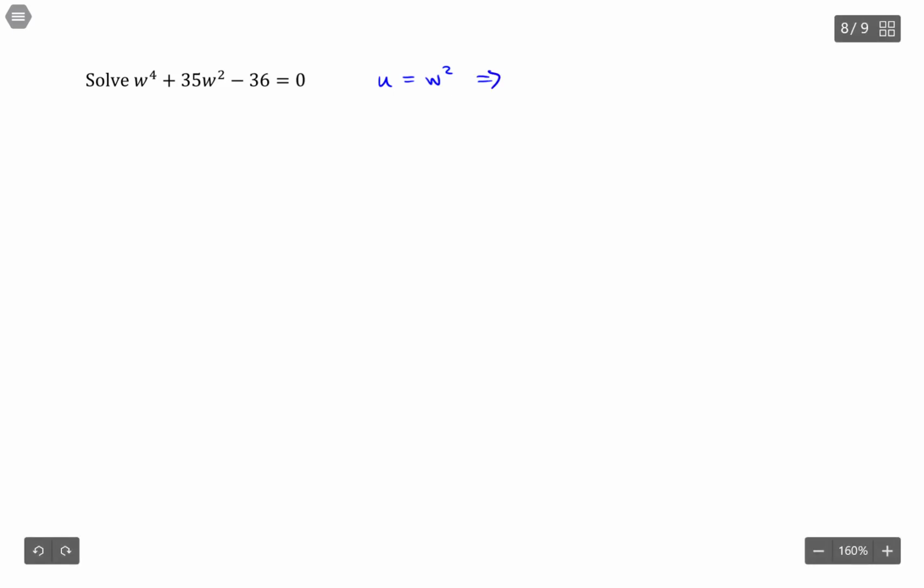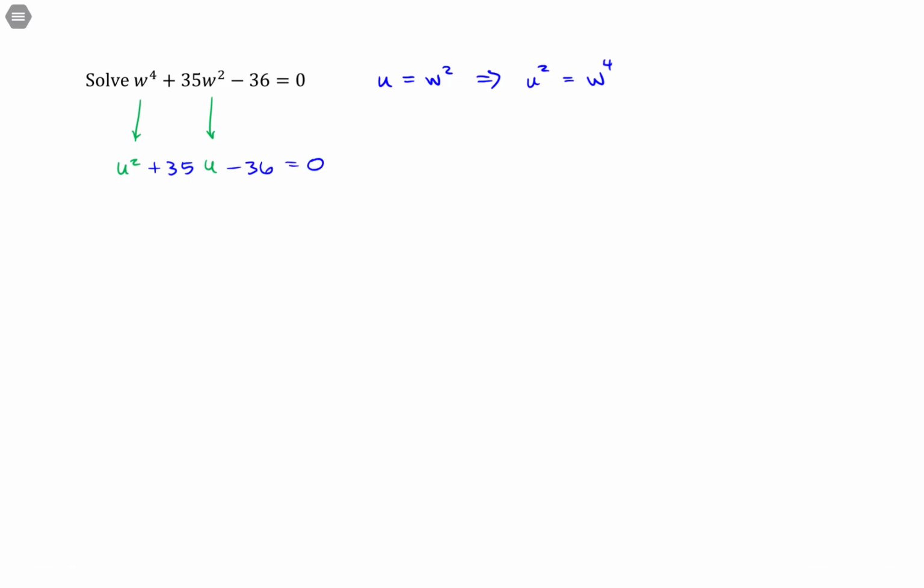But in addition, if I square both sides of this, then I also get u squared equals w to the fourth, which means I can replace w to the fourth with u squared, w squared with u, and everything else stays the same, so u squared plus 35u minus 36 equals 0. And now I do have a quadratic. And that quadratic could be factored. Let's see what we get.